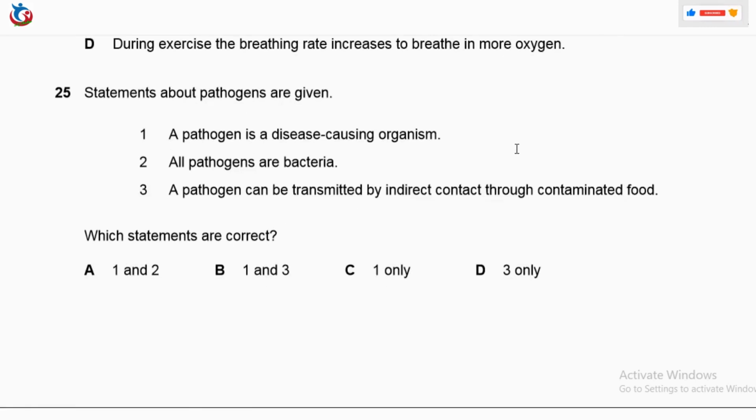Question 25 says, which statements about pathogens are correct? Number 1, a pathogen is a disease-causing organism. That is absolutely correct. Number 2, all pathogens are bacteria. No, not all pathogens are bacteria. Number 3, a pathogen can be transmitted by indirect contact through contaminated food. Absolutely correct, transmitted either by direct contact or indirect contact. So our answer is not 1 and 2. Our answer is obviously 1 and 3. It's not 1 only, and it's not 3 only. So with this, I'll move straight to question 26.